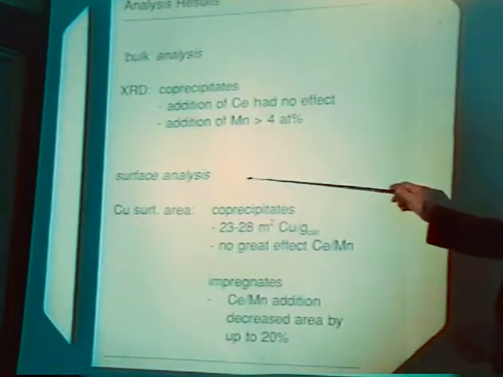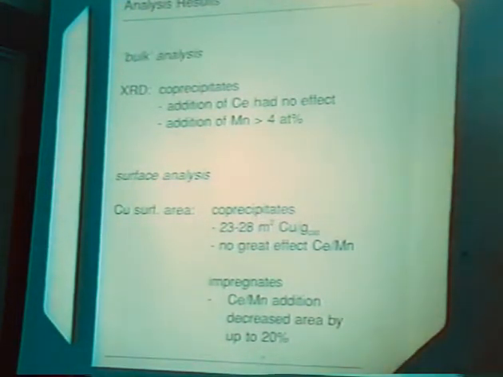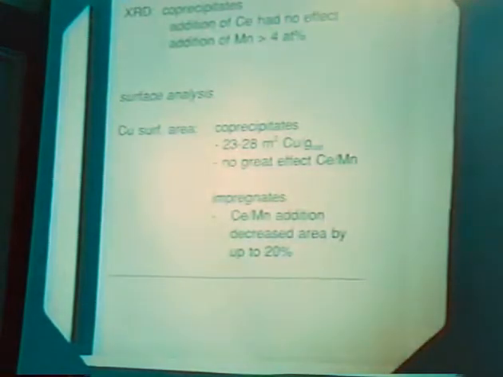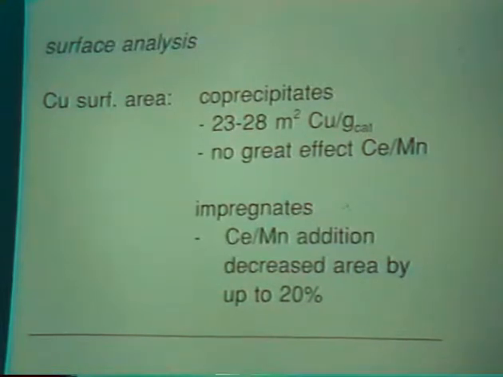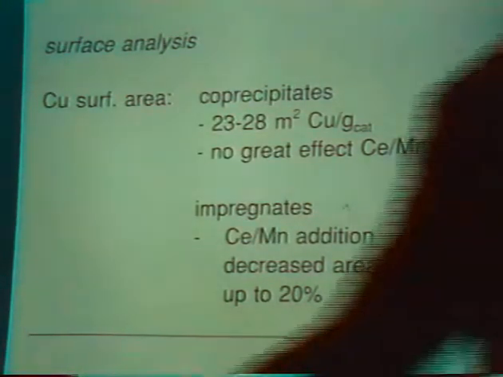With the surface area measurements to begin with, the surface area seems to be relatively constant in the range 23 to 28 square meters of copper per gram of catalyst. There doesn't appear to be any great effect of the cerium and the manganese concentrations. However, that is for the co-precipitates. When we look at the impregnated material, the surface area is decreased quite significantly in both cases, by up to about 20%, so that it would appear that the additives, when you put them in by impregnation, are actually decreasing the metal surface area of the resultant catalyst.